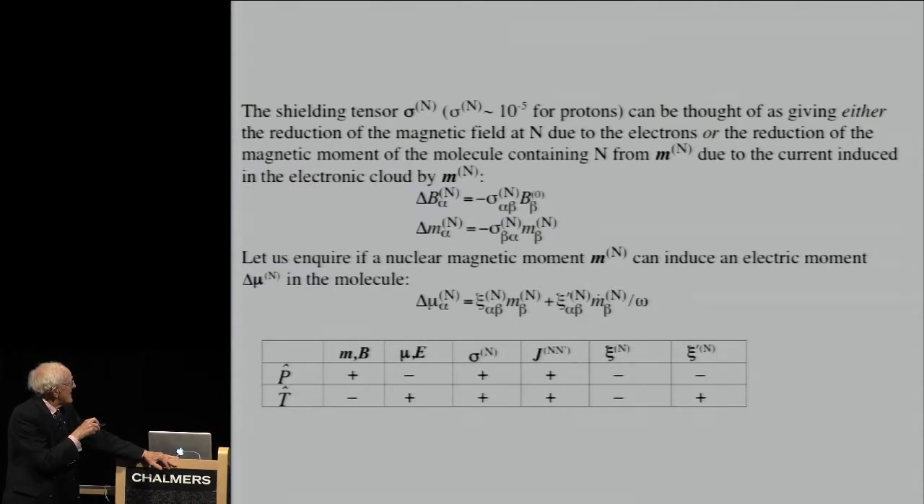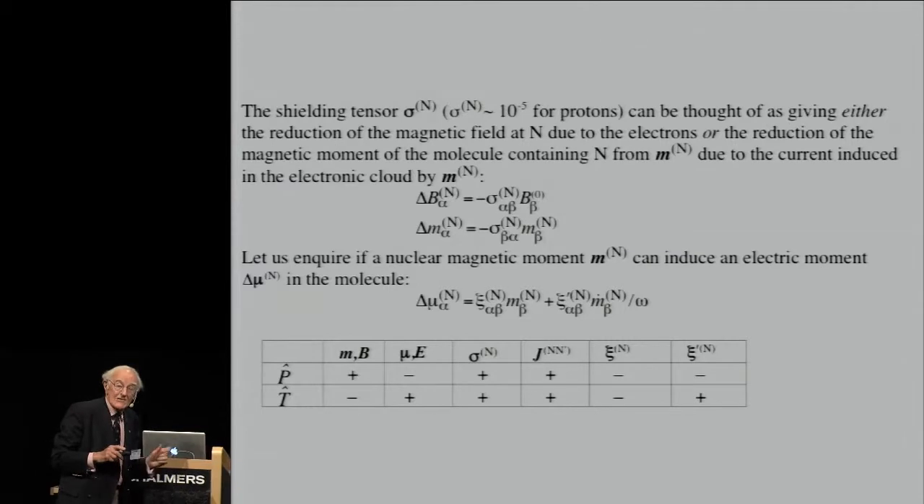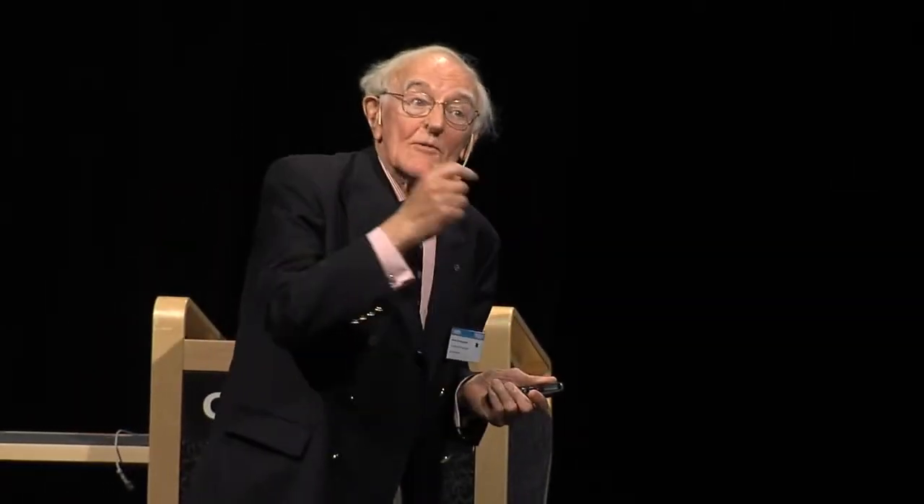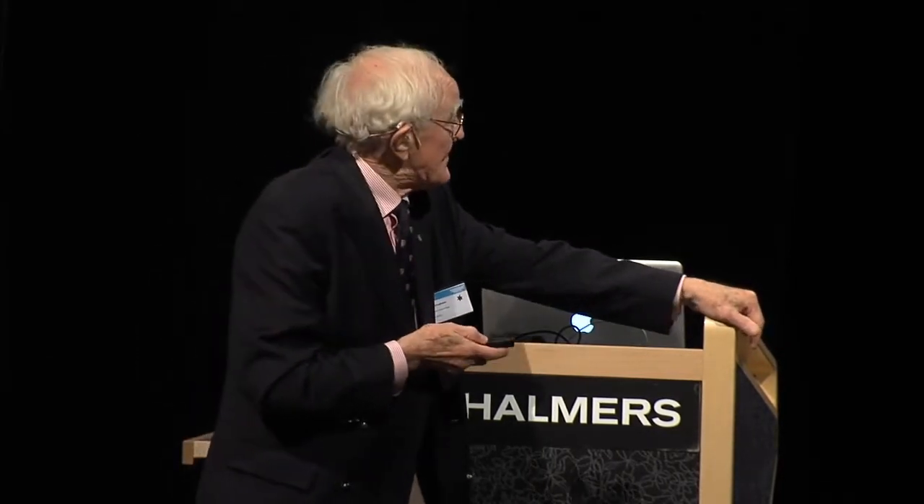So that is one way of looking at it. In fact, that's how we should look at it in Fourier transform NMR spectroscopy, which is the modern form. The nuclear magnetic moments induce a magnetic moment in the molecule, and the whole system is brought into precession about the magnetic field. And different moments will precess at slightly different frequencies, and that will be recorded in the spectrum.